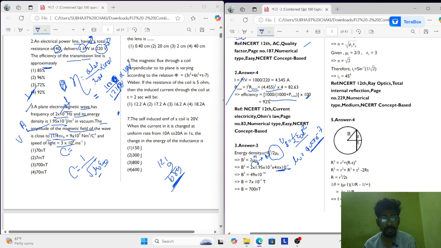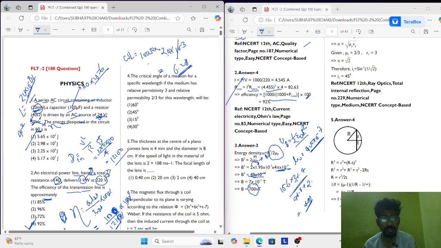This is 2 into 1.95, means 3.9. 3.9 into 4 means 15.6. 15.6 into 3.14 is around 46.8 plus 1.5, around 2 point something. So around 48.8, means 49 into 10 to the power minus 7. Minus 7 means 14, so B will be equal to 7 into 10 to the power minus 7. So that is equal to 700 nano Tesla. Okay, option number 3 will be our correct answer. Nano means 10 to the power minus 9.